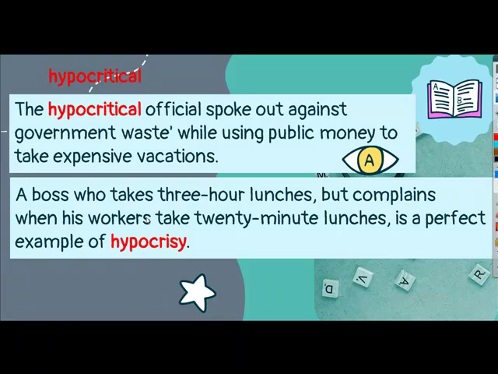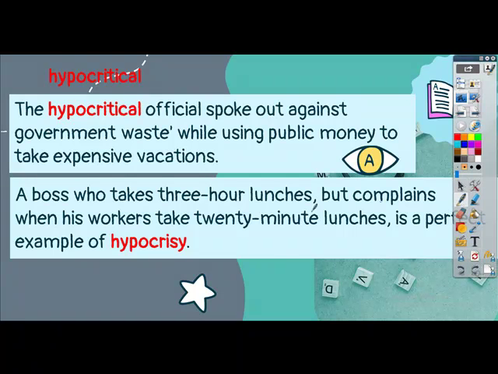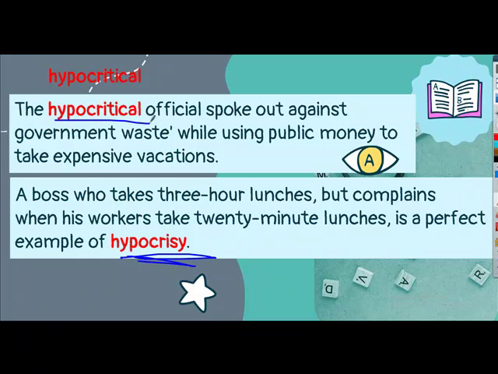For the next context, a boss who takes 3-hour lunches but complains when his workers take 20-minute lunches is a perfect example of hypocrisy. Yes, of course, a man takes long breaks and criticizes men who are working hard and take a few minutes break that are guaranteed or afforded with labor protocols. Hypocrisy here, that's an example of hypocrisy, again, so it's a noun.